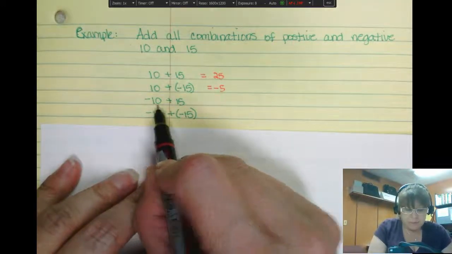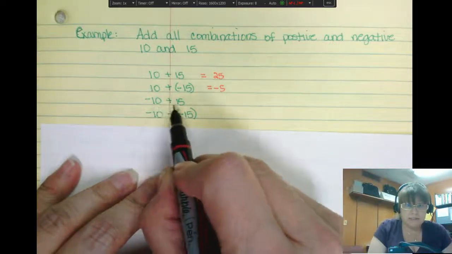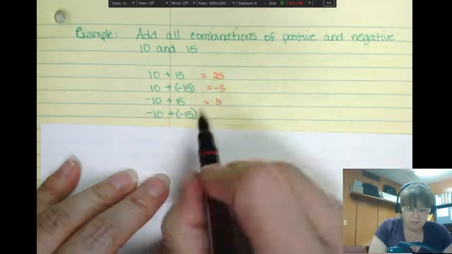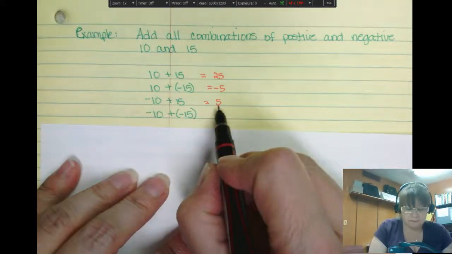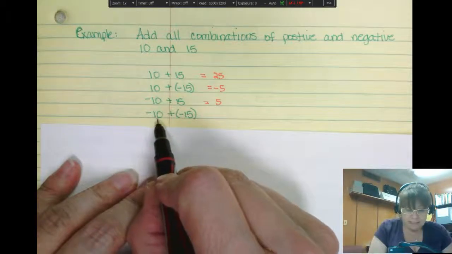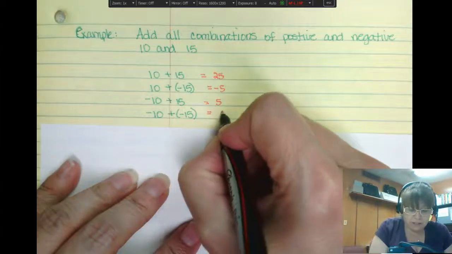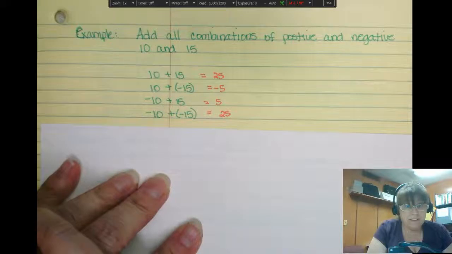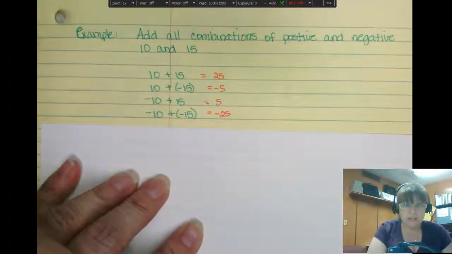Let's try negative 10 plus positive 15. Again, we're going to do the subtraction because they're different signs. 15 minus 10 is 5, and 15 is larger than 10, so it stays positive. Now, negative 10 plus negative 15, we add the two together, since they share the same sign, which is 25, but they're both negative, so it stays negative, negative 25.